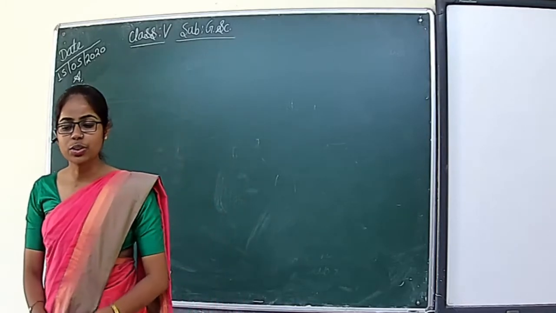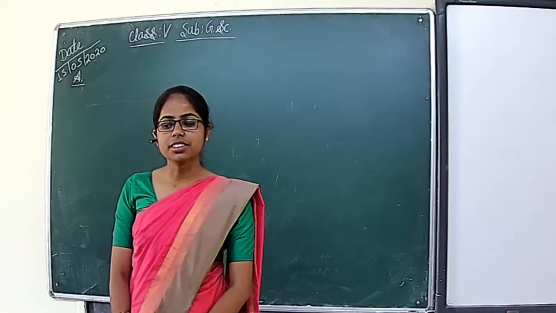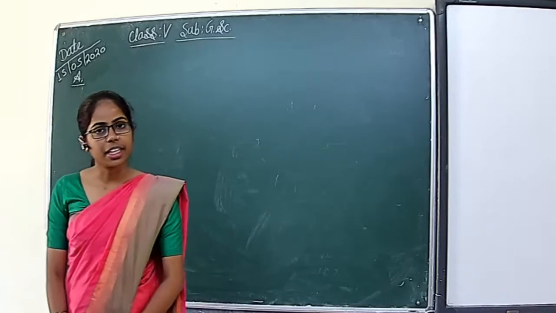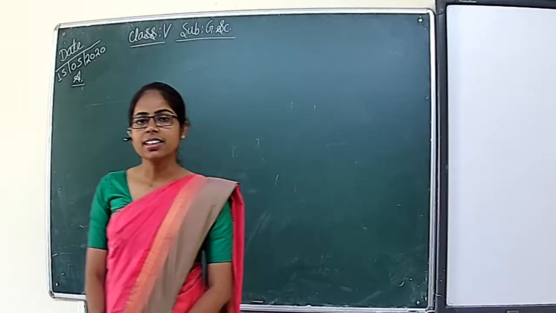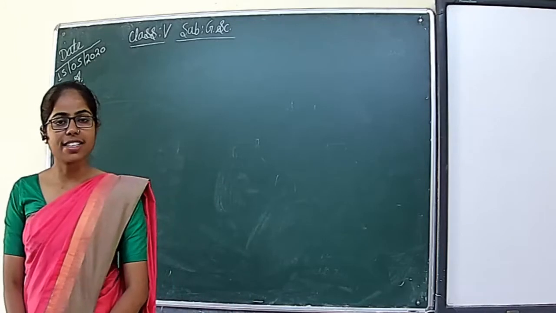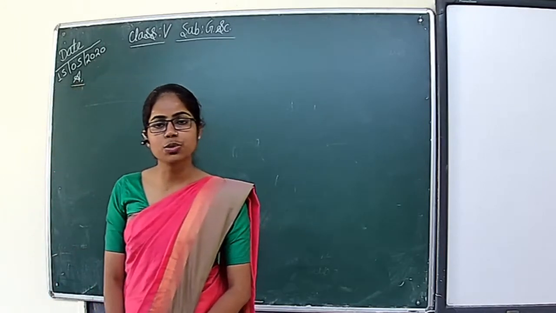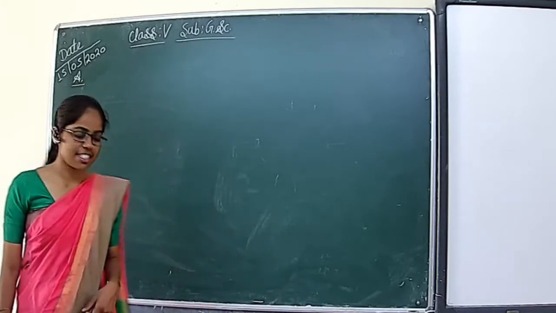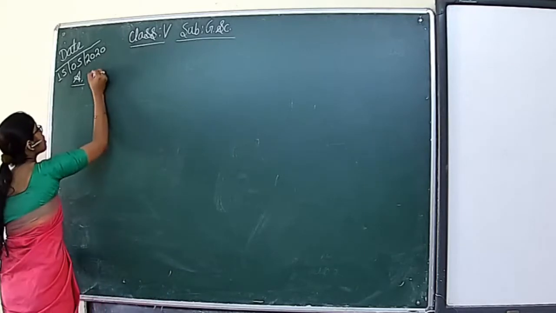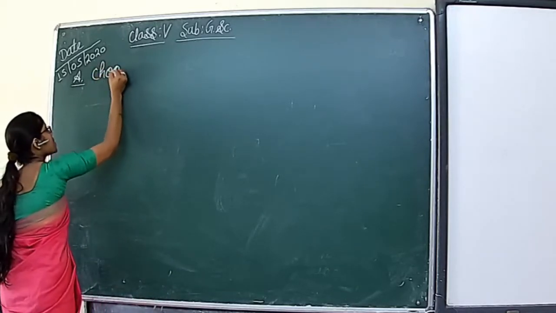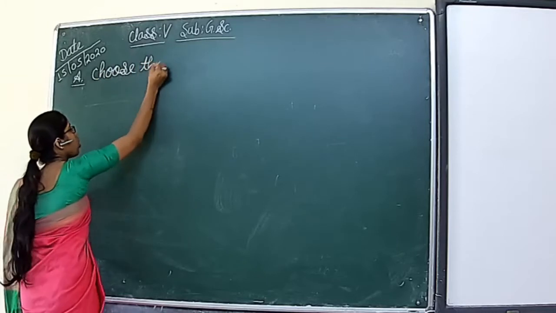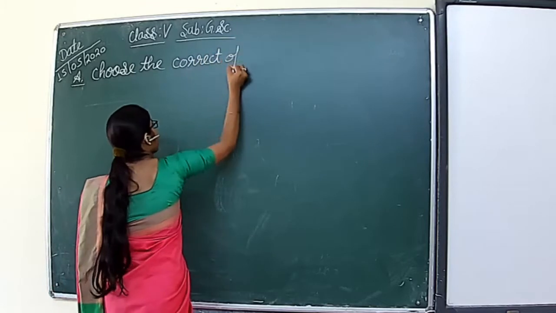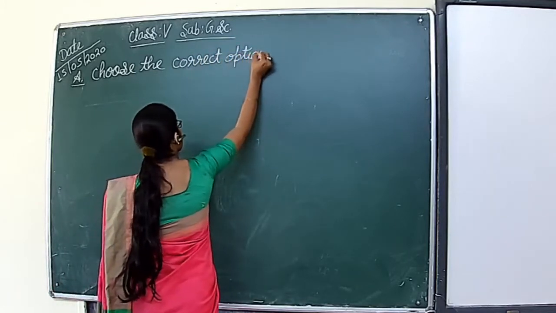Today we are going to do the exercise of chapter 3, which we have studied in the last two classes. The name of the chapter was Health, Food, Health and Hygiene. We have studied this chapter in the last two classes and today we will start with the exercise. The first exercise is choose the correct option. We have to choose the correct option and write the answer for the given question.